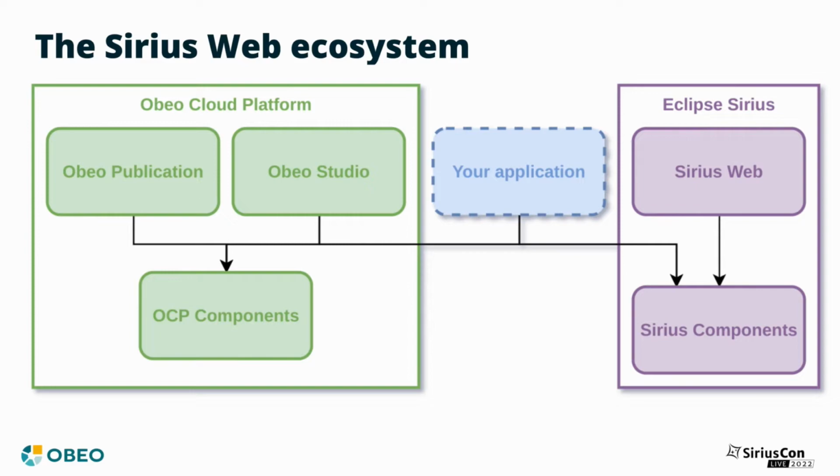Then we have Sirius Web, which is an example of the use of Sirius Components. Most of the time when we are speaking about Sirius Web, we are talking about some code from Sirius Components. The Sirius Web repository is way smaller than the Sirius Components one. You also have the Obeo Cloud Platform ecosystem, which is based on both Sirius Components and additional Obeo Cloud Platform components. Inside of the Obeo Cloud Platform ecosystem, you would find applications such as Obeo Publication or Obeo Studio. You can build your very own application on top of Sirius Components and be part of this ecosystem.